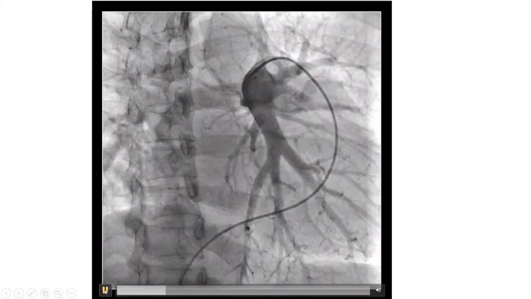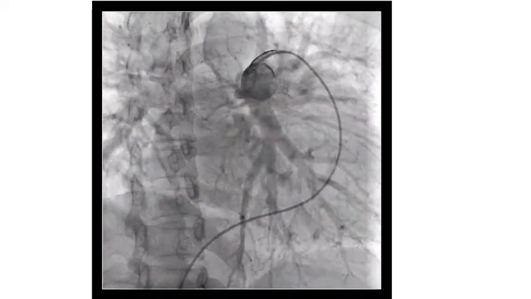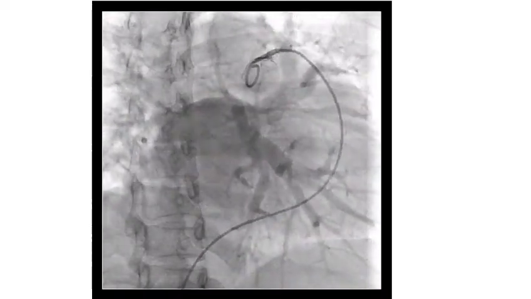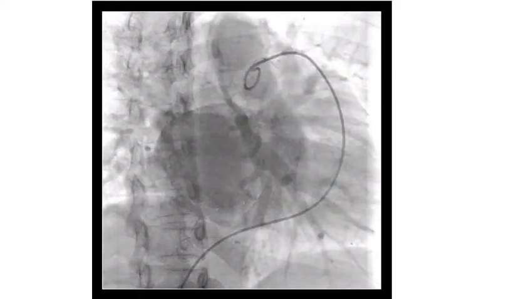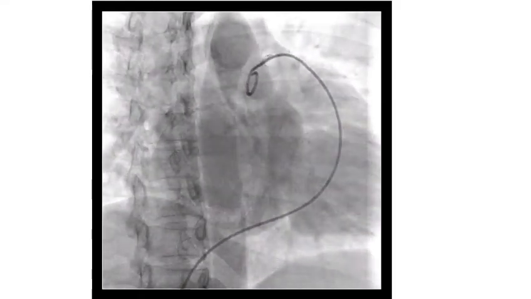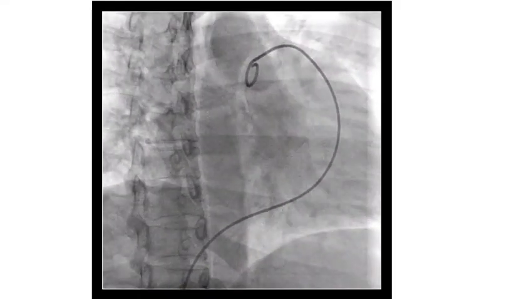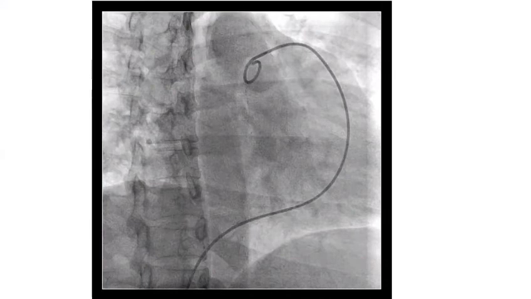LAO view is done when you want to separate right from left. LAO is done for VST. Yes, LAO with cranial tilt will give you a good opacification of the VST. So whenever you want to separate right ventricle from left ventricle, right atrium from left atrium, you have to do an LAO view.